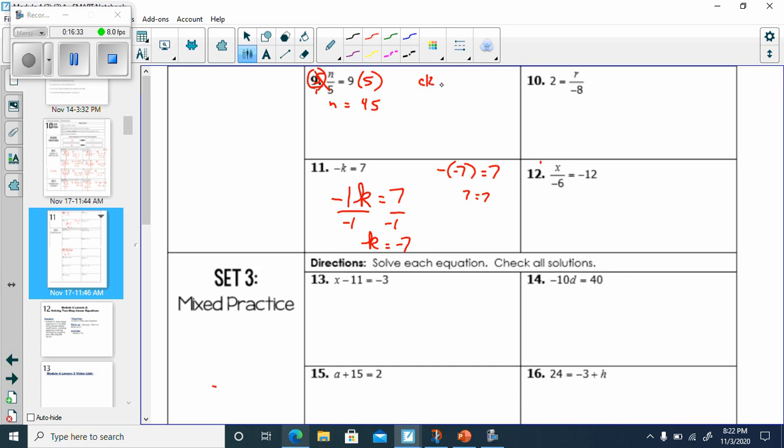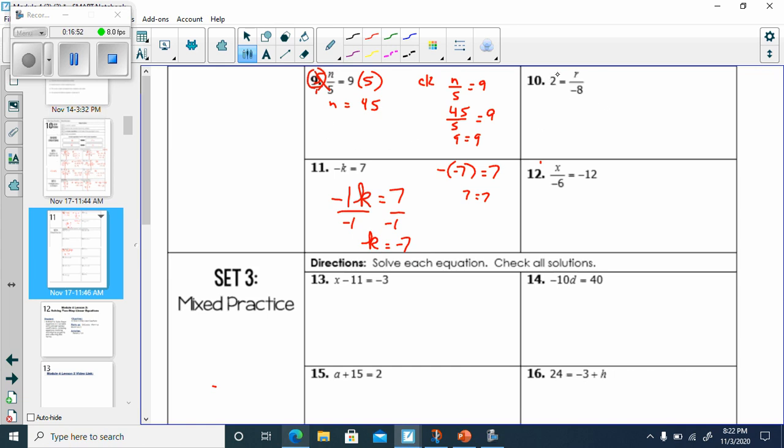How do I check myself? I would say n divided by 5 equals 9. I would substitute 45 in for n. 45 divided by 5 is 9. 9 is 9. So this is true. N, the solution for n is 45.